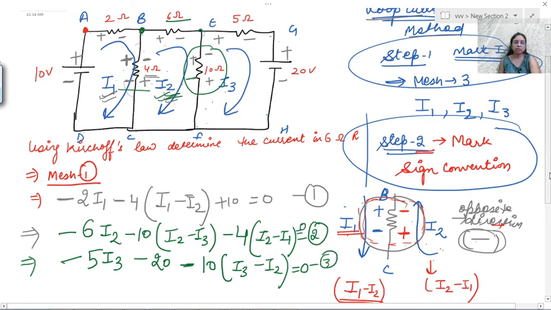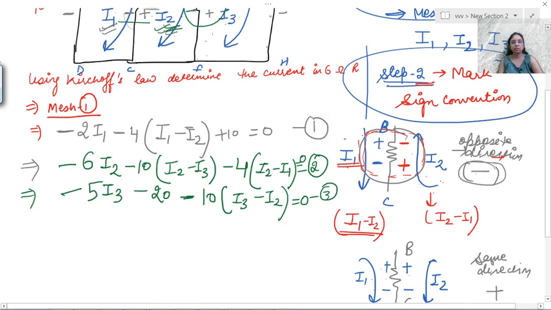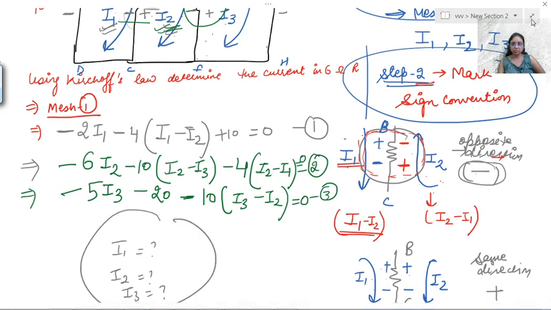Now you have got 3 equations, 3 variables, right? You can solve them and then you will get the value of I1, you will get the value of I2 and you will get the value of I3. I hope it is understood to you.